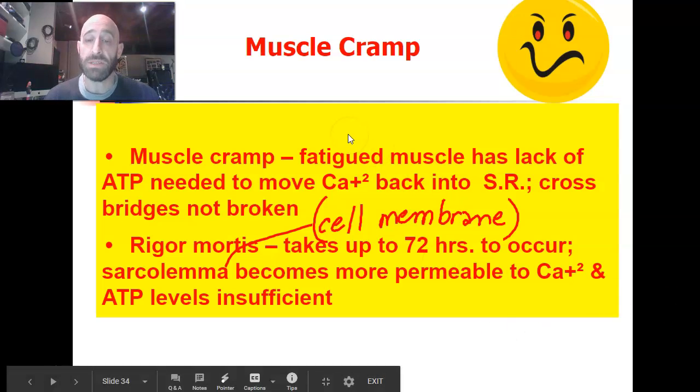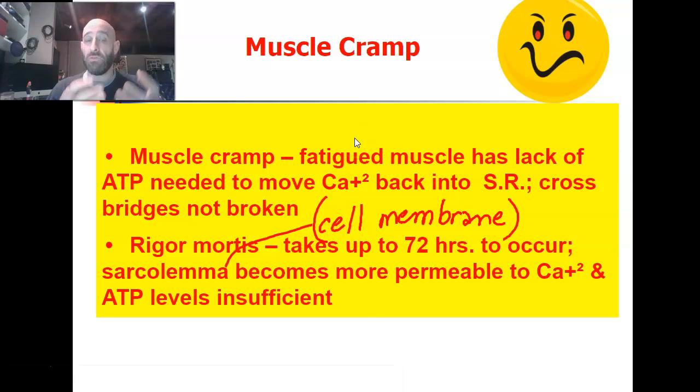One of the main reasons is it requires ATP to pull the calcium off of the troponin, right? So if there's not enough ATP to pull the calcium off of troponin and back into the sarcoplasmic reticulum, those muscle fibers are going to stay contracted. So even when you want to relax it, it's going to stay contracted. Also, if there's not any ATP left to move that myosin head from the actin. So that's what a muscle cramp is.